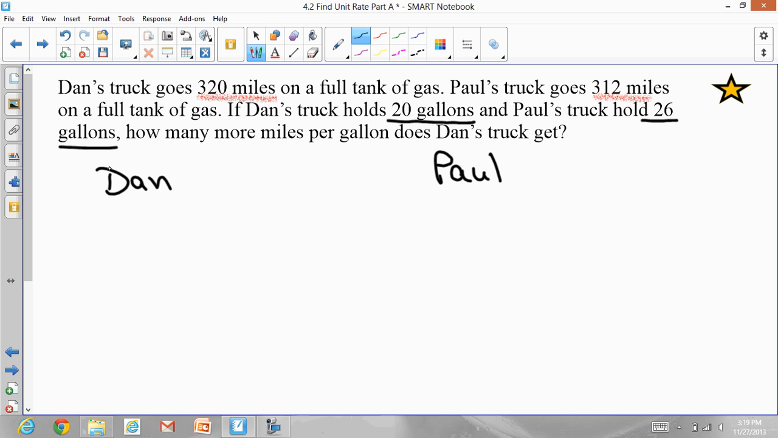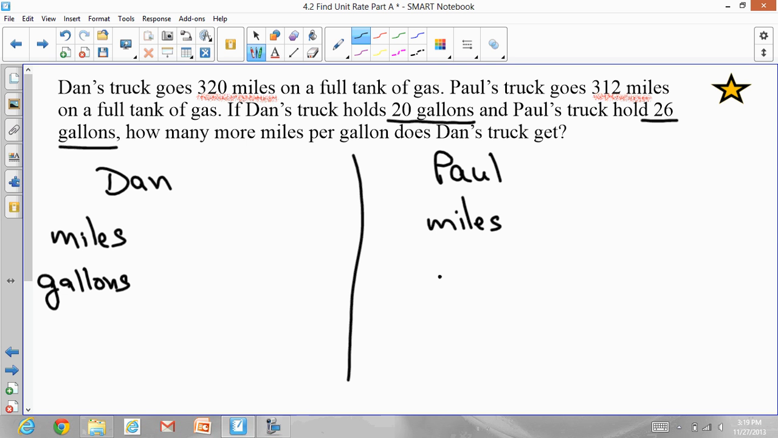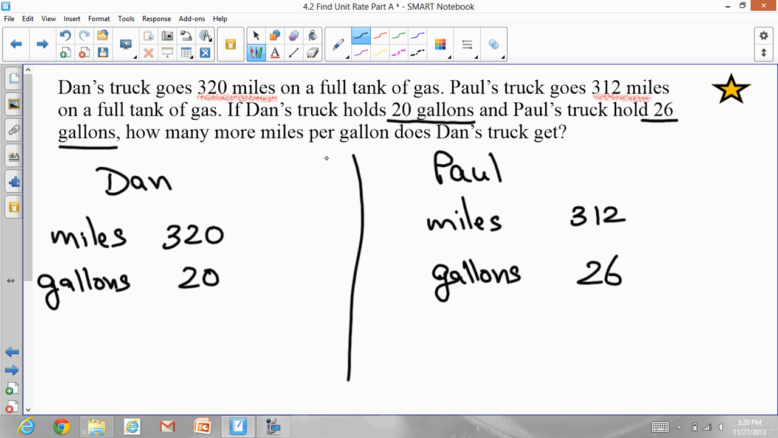So the two pieces of information that you are comparing in this case are the miles and the gallons. Let's do the same thing for Dan, and the same thing for Paul. You're comparing his miles versus the gallons that his truck can hold. For Dan, it's 320 miles, and for Paul, it will be 312 miles. Dan's truck holds 20 gallons. Paul's truck holds 26 gallons.